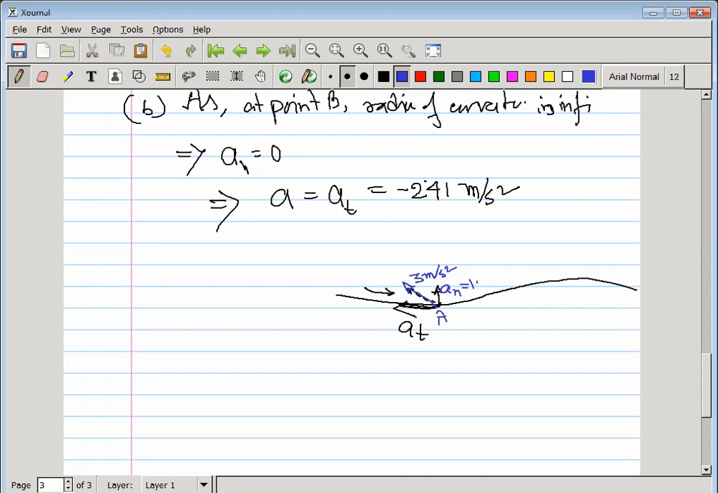And at is the negative magnitude, minus 2.41, right? So it is clear, right? And at this point B, there is an infinite radius of curvature, so there is no normal component. As there is no normal component, only one component is considered for finding the acceleration, and that is minus 2.41, which is also in the negative direction.